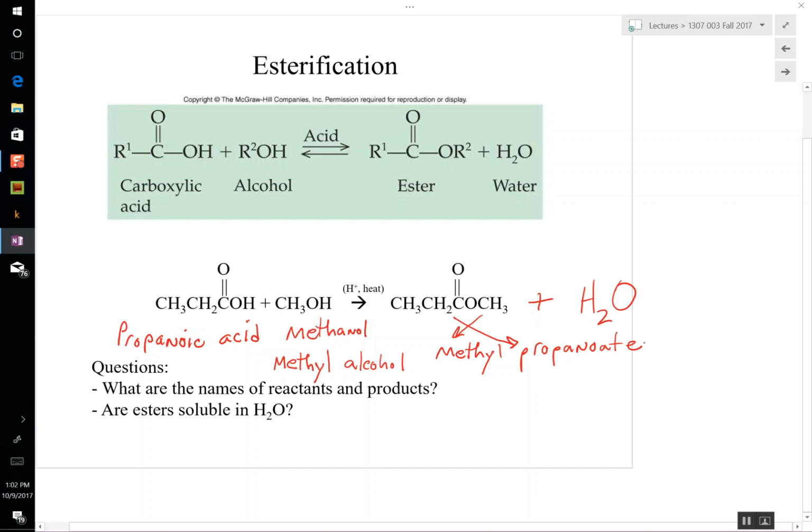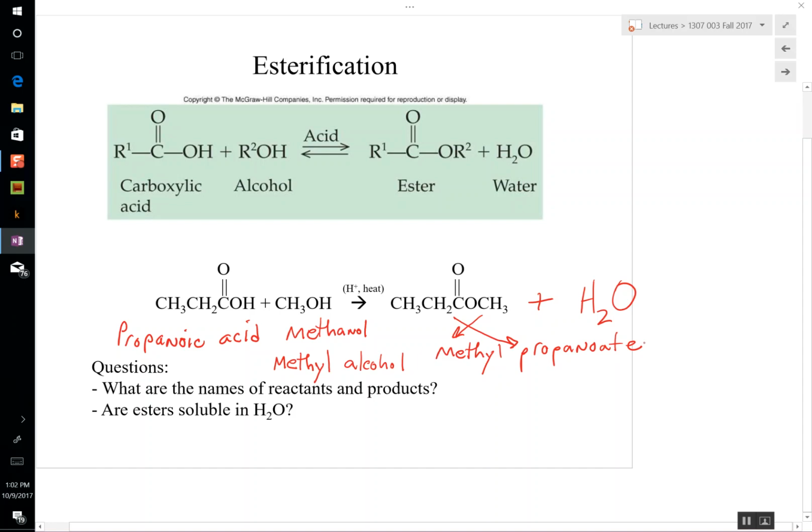It's 3 carbons long. All right, and I called it methyl propanoate. I did not call it propyl methanoate. Think, well, boy, is that different? Yeah, it's different.